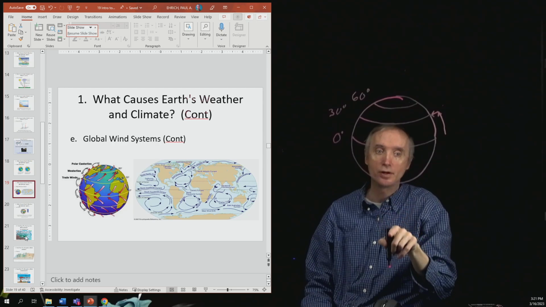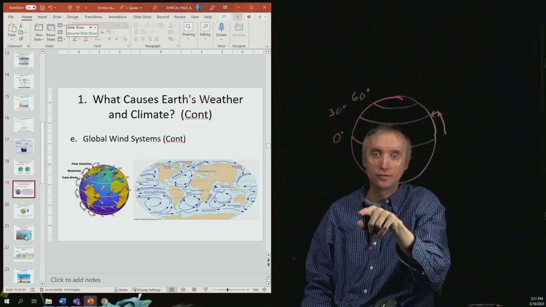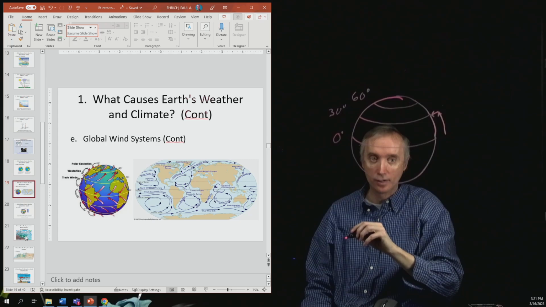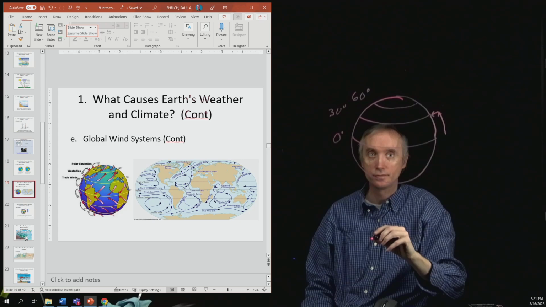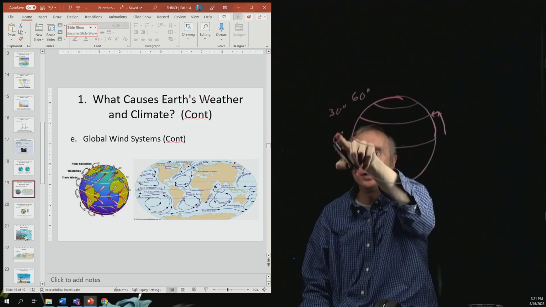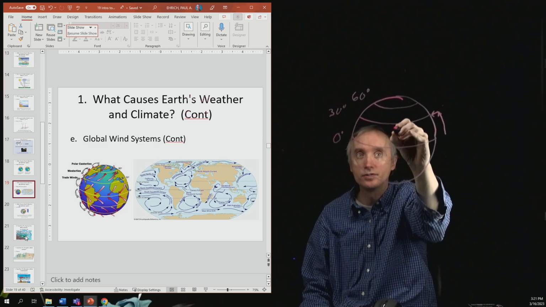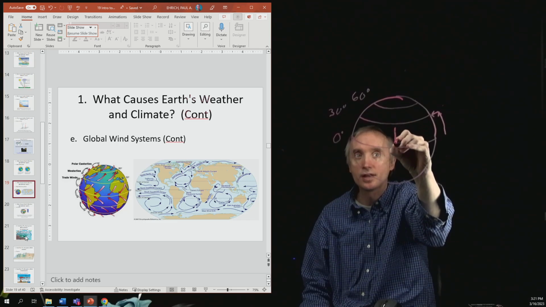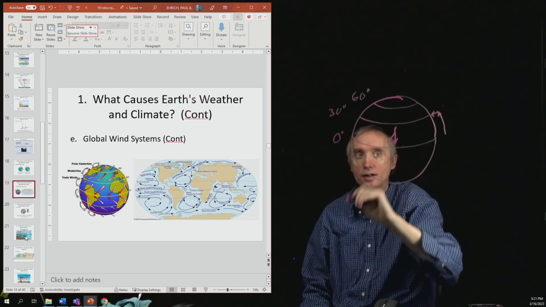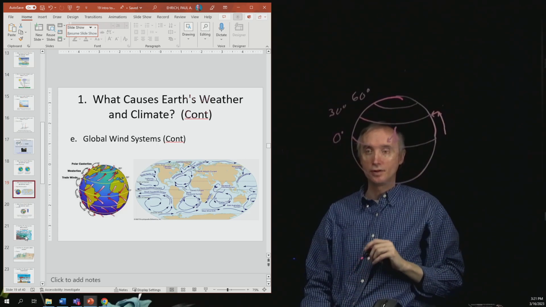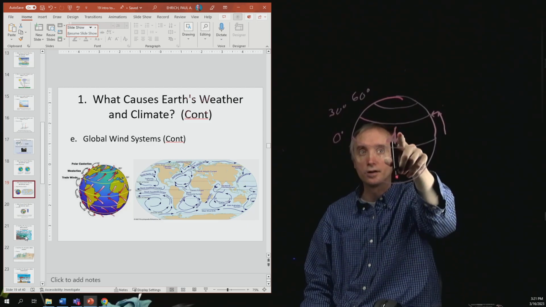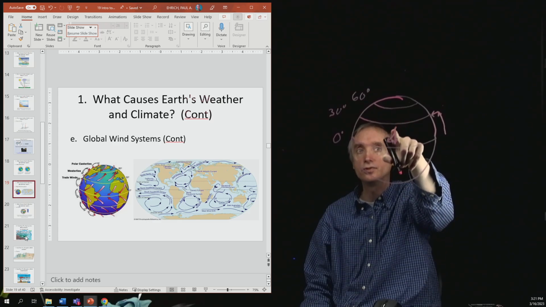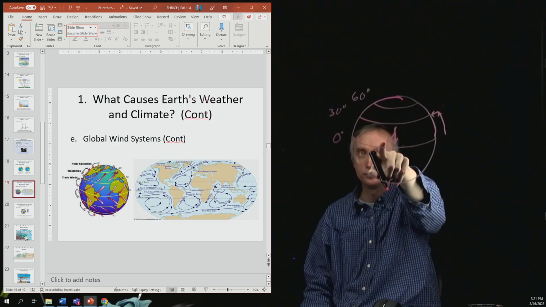So in that first picture that you see over there to the left, you'll see it's got those red arrows, and those red arrows represent surface winds. So between 30 and 0 degrees latitude, the winds are trying to go south, but they're being bent in this direction because of the Coriolis effect. So these are going to be called the trade winds. The trade winds are going to blow from north to southwest.